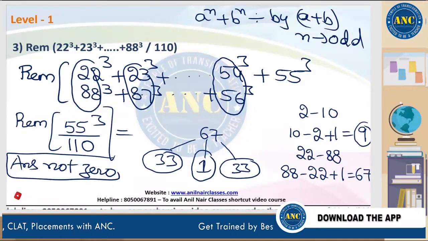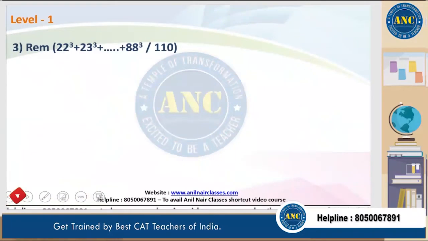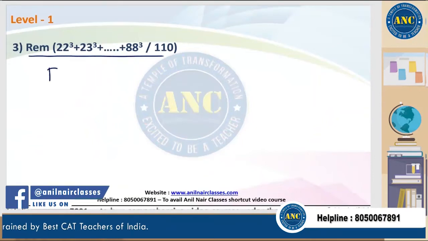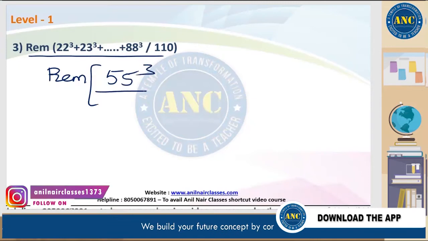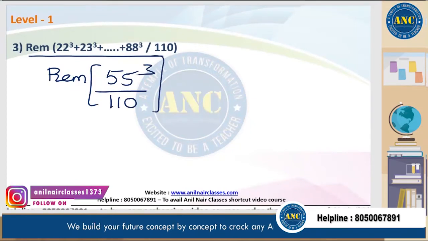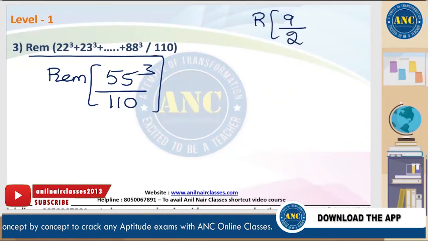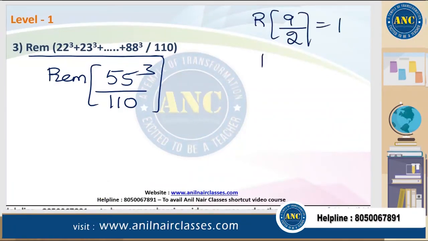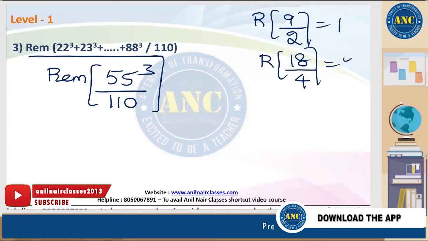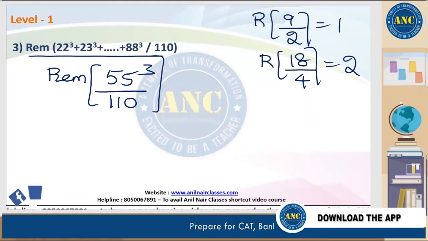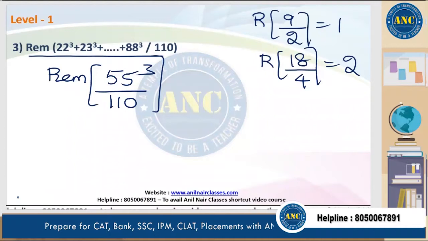Now we have got 55 cube by 110. Now we will solve this. I am not interested in answers. I am interested in telling you all the varieties of models. 55 cube by 110. Another thing, please remember, 9 divided by 2: 2 4s are 8, remainder is 1. 18 divided by 4: 4 4s are 16, remainder 2. Even though 18 by 4 and 9 by 2 look similar, they are not similar.